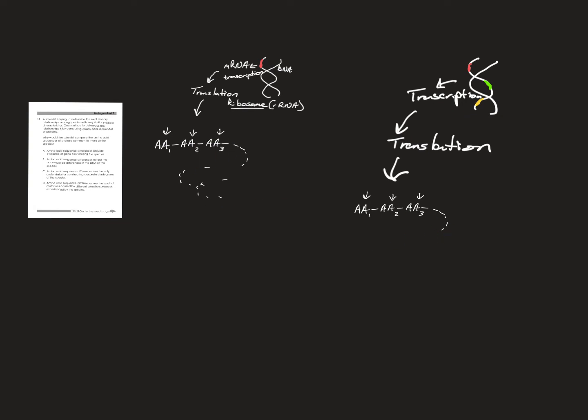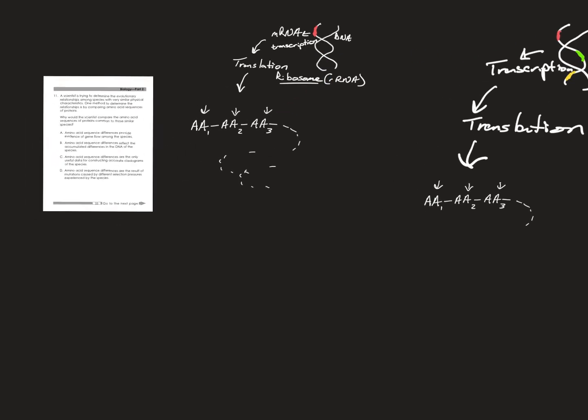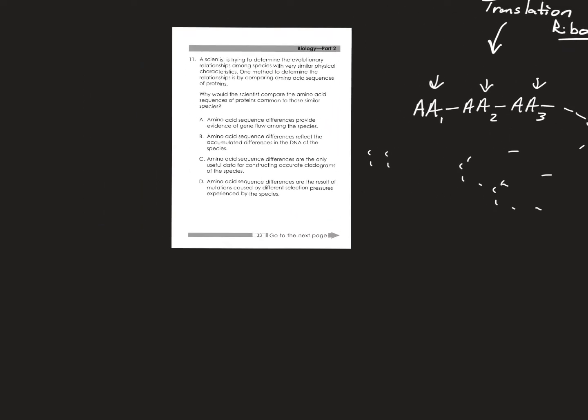What does that have to do with evolution? Well, the more similar their amino acid sequences, the more similar their DNA, which they inherited from their parents. So that would suggest that they have a relative. If they're very similar, they have a relative much closer in the evolutionary history than two that are not as similar.